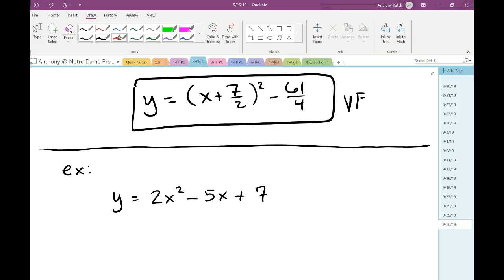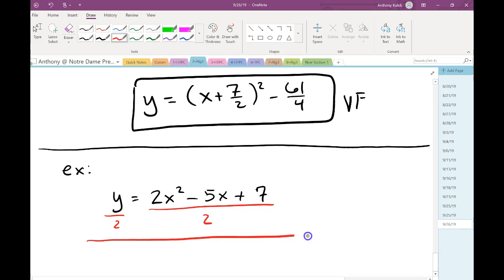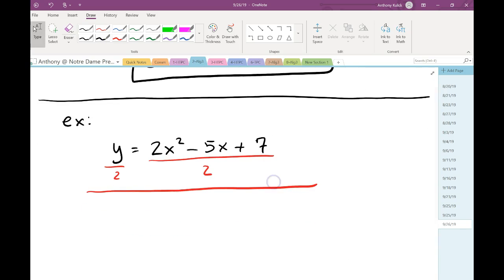So the first thing we want to do is make the leading coefficient 1. How am I going to turn 2x squared into 1x squared? I'm going to divide both sides by 2, right? So divide both sides of the equation by 2. Division is distributive, though, correct? Everybody agree with that?